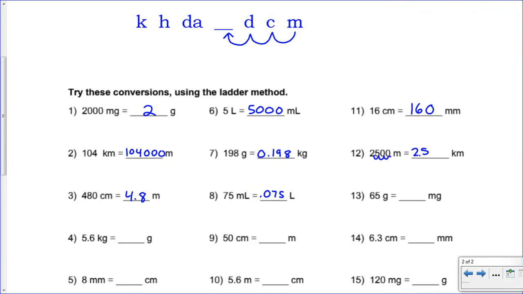For 13, 65 grams to milligrams. Going from grams to milligrams, we're jumping over 3 spots. This time to the right, 1, 2, 3. So 65, decimal point there, jumping over 3 spots, 1, 2, 3. We get 3 egg baskets there that need filled in, and the answer is 65,000.